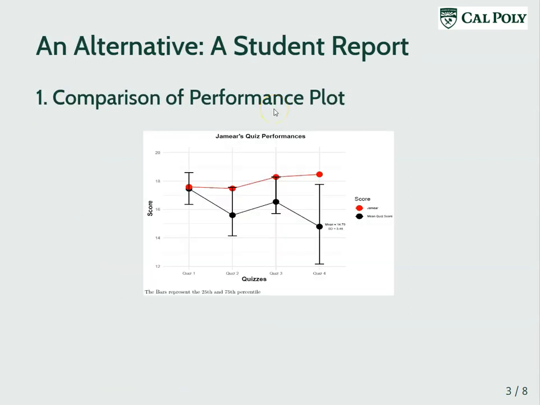So the report consists of a comparison of the student's performance on the past quizzes, which is the red points, and the class's performance, which are all the black points, and the 75th and 25th percentile. So students are able to compare how they're doing as well as how they're doing compared to their peers.